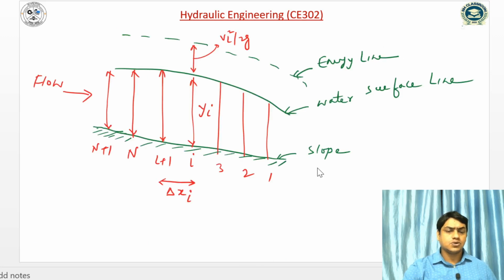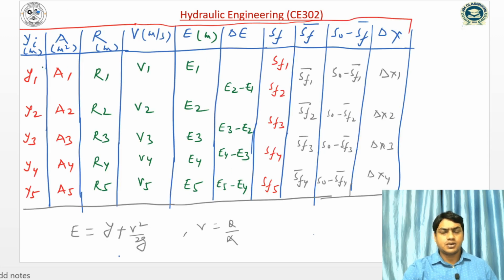Let us assume this is the slope, and I have cut it into various parts, and let us assume the length is delta xi. So this delta xi can be computed by the table. I have taken y1, y2, y3, y4, y5 and computed the area A1, A2, where A1 is B into y1, B into y2, B into y3, B into y4 and B into y5 respectively. Hydraulic radius can be computed as area by perimeter. What is perimeter? So perimeter for this one is B plus 2y1, and similarly for this one, it will be B plus 2y2, B plus 2y3.